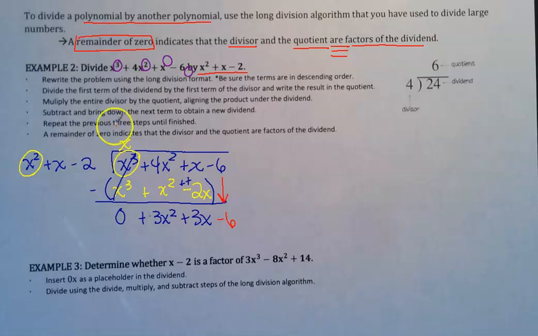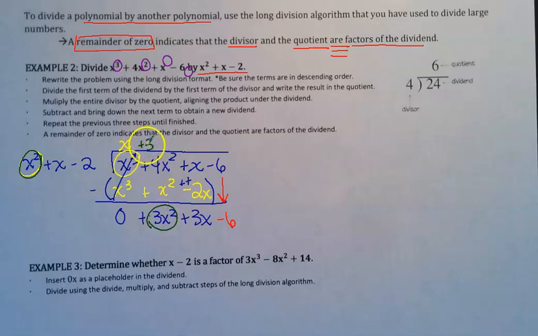Then I'm going to repeat the previous 3 steps until I'm finished. All right, so that means x squared, what am I going to take? x squared, and I've got 3x squared. So what's 3x squared divided by x squared? Or what do I need to multiply x squared by to get the 3x squared? I need to multiply by a positive 3.